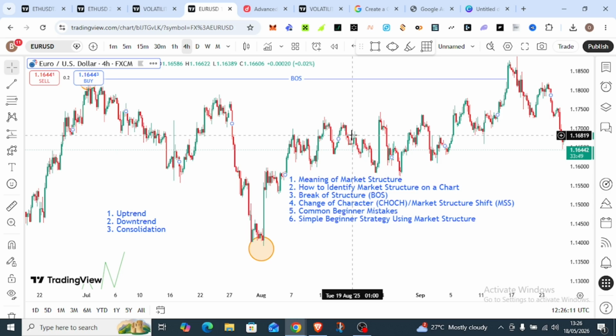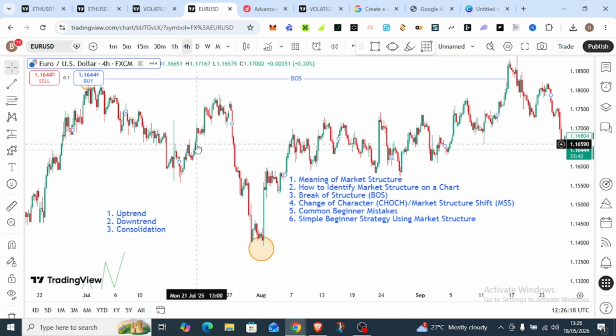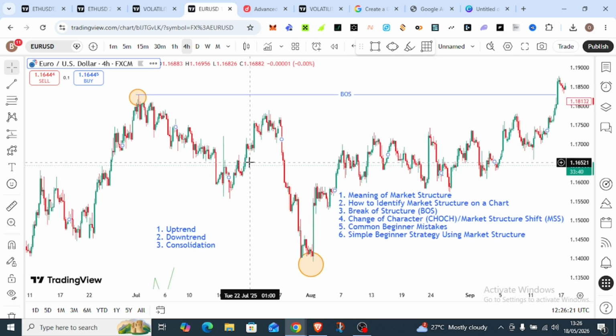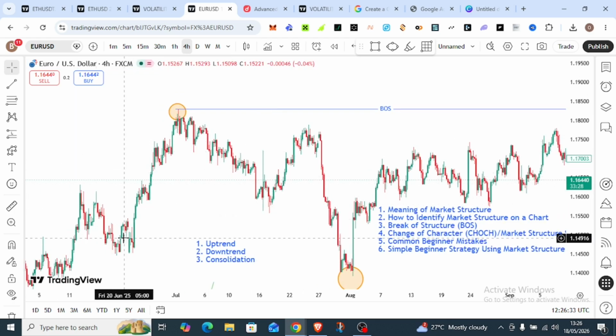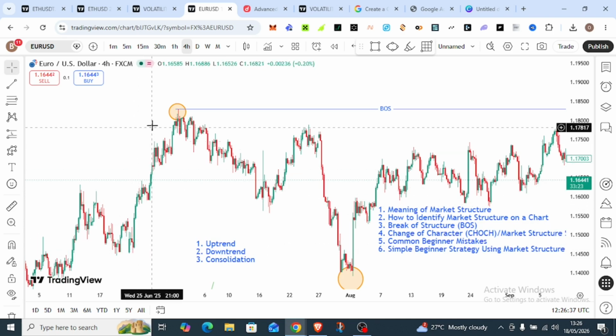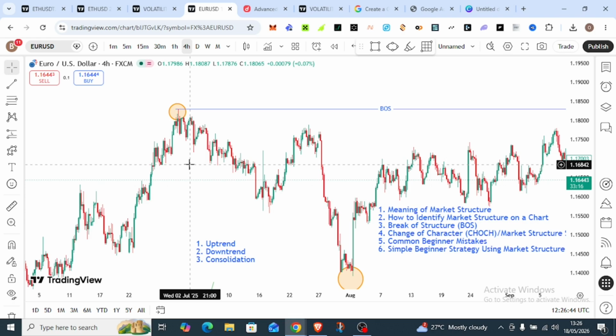So for you to identify the structure, first of all, you zoom out, then mark out the swing highs, mark out the swing lows, then ask yourself, are highs getting higher, are lows getting lower? From here you can see that from this movement you have higher high, higher low, higher high, higher low, higher high, higher low, and higher high, higher low before this inducement was taken. You can see that the high continues.